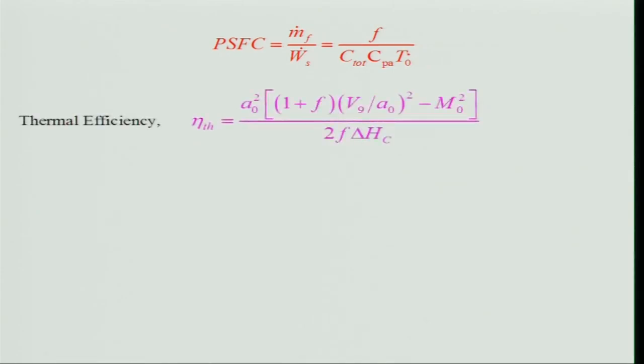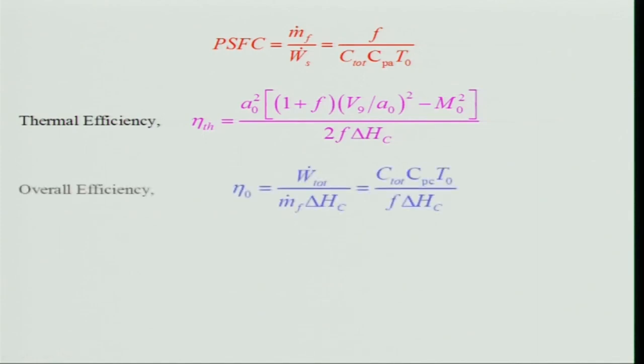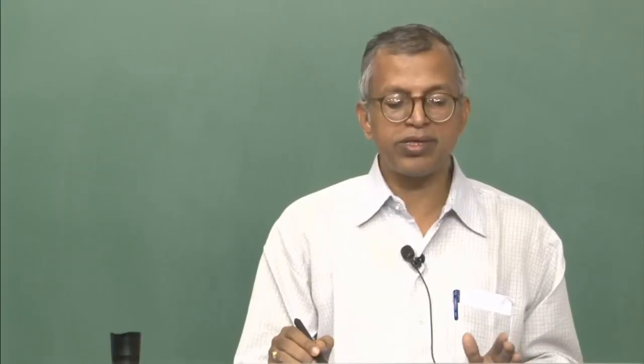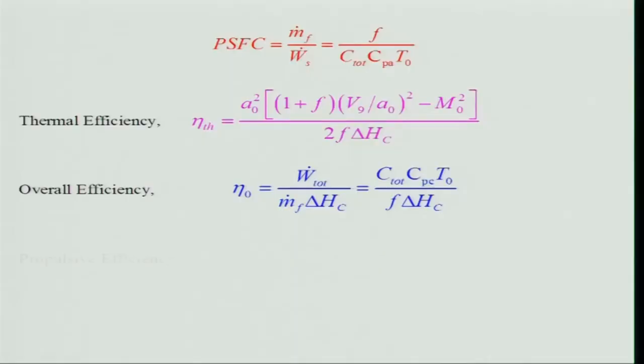Thermal efficiency will be as usual, and keep in mind that this thermal efficiency we have evaluated in the real cycle without considering the pressure effect. The overall efficiency will be basically W total divided by m dot f delta h_c. Keep in mind that for the turboprop engine, you get the propulsive efficiency by determining the overall efficiency and thermal efficiency, whereas for the turbojet we get it directly. That is the only difference so far as efficiency is concerned; the rest of the efficiencies are similar. Now we will carry out a parametric analysis and see what we get.